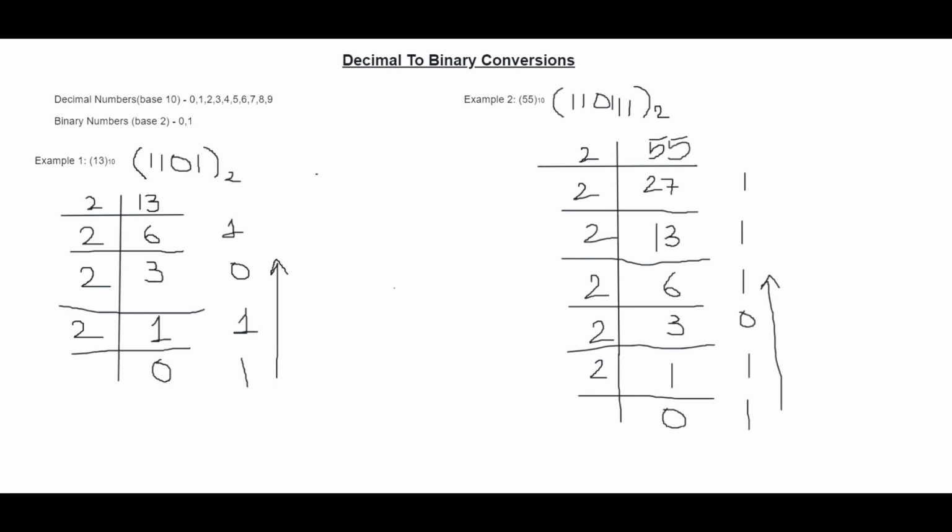Remember, the process involves dividing the decimal number by 2, writing down the remainder of each division in reverse order, and adding leading zeros if necessary.